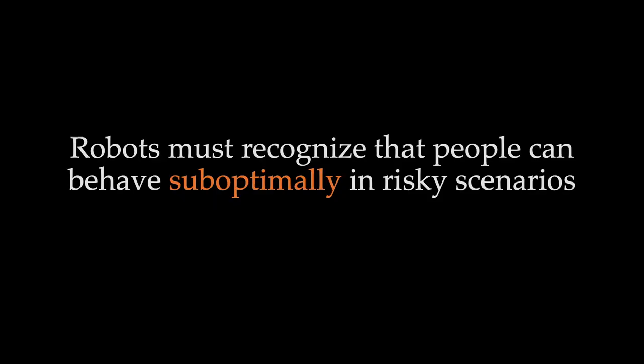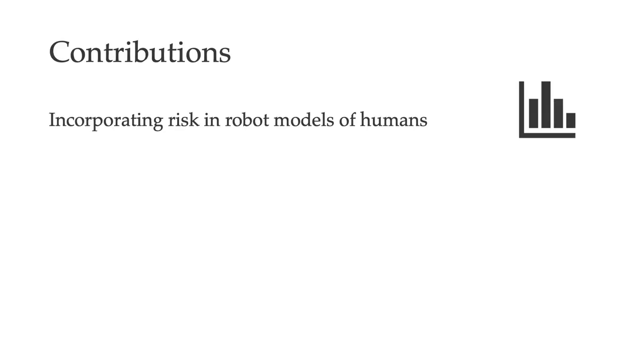So what are we missing? What's really going on is that humans have cognitive biases and aren't perfect. If you're building robots that are interacting in risky scenarios, they should be able to model human suboptimalities. So in this work, we looked at how robots can model human decision-making under risk.